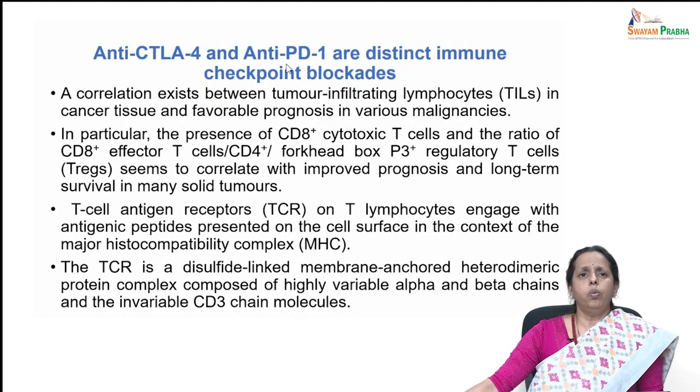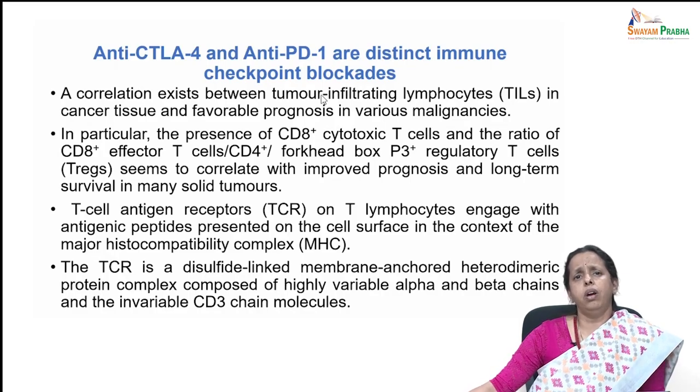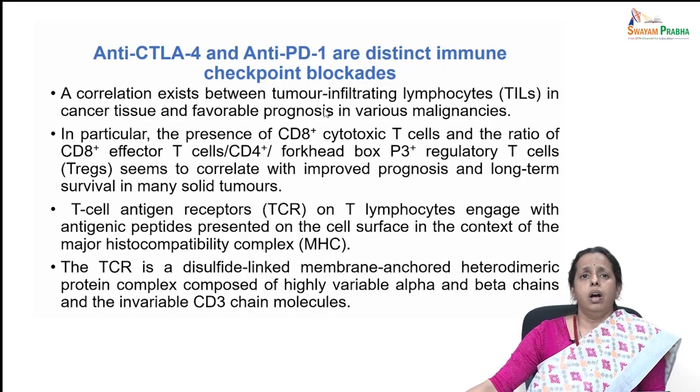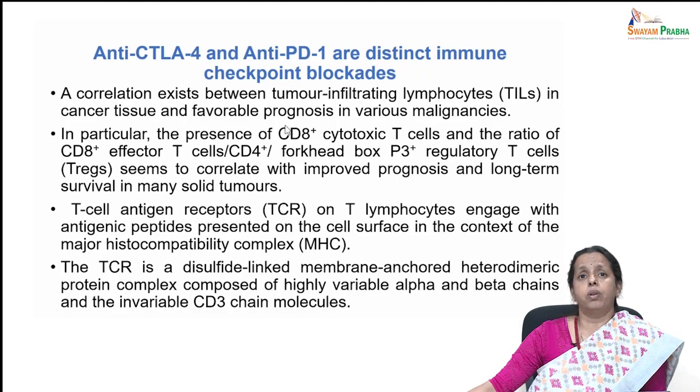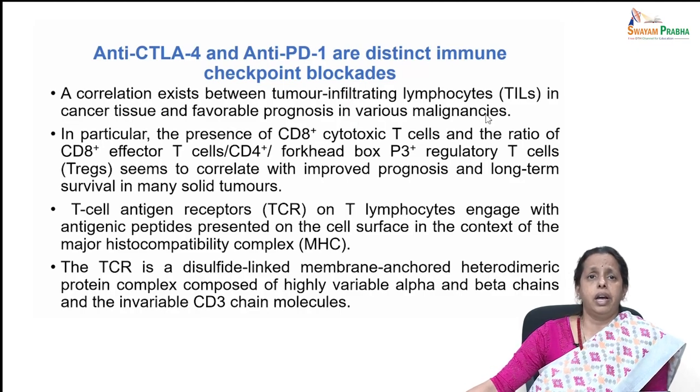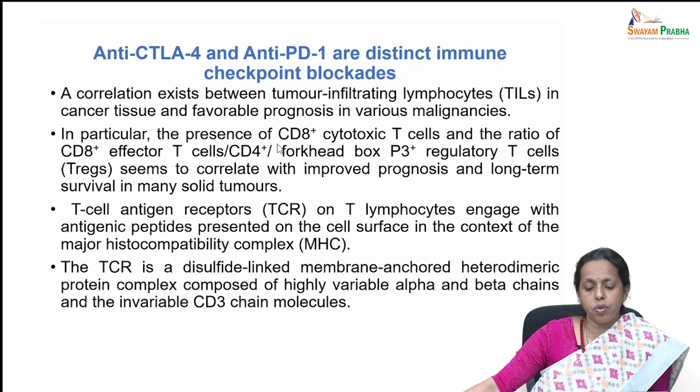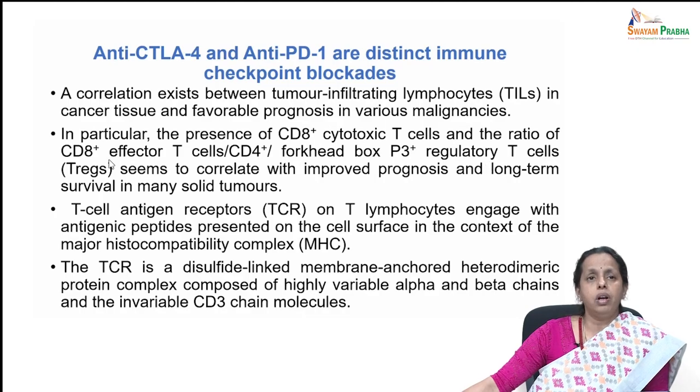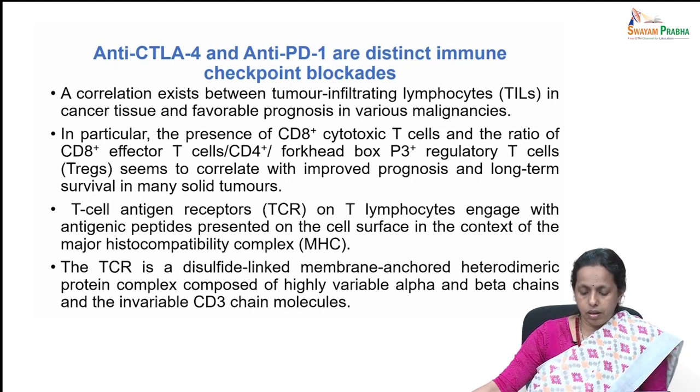Now, there is a strong correlation between tumor infiltrating lymphocytes in the cancer tissue and favorable prognosis in various malignancies. If there is a higher infiltration of TILs, there is better prognosis. In particular, you need the presence of CD8 cytotoxic T cells and the ratio of CD8 effector T cells to CD4 or FOXP3 regulatory cells. They have to be correlated with improved prognosis and survival in solid tumors. Your T cell antigen receptors on T lymphocytes engage with antigenic peptides presented on the cell surface in the context of your MHCs.